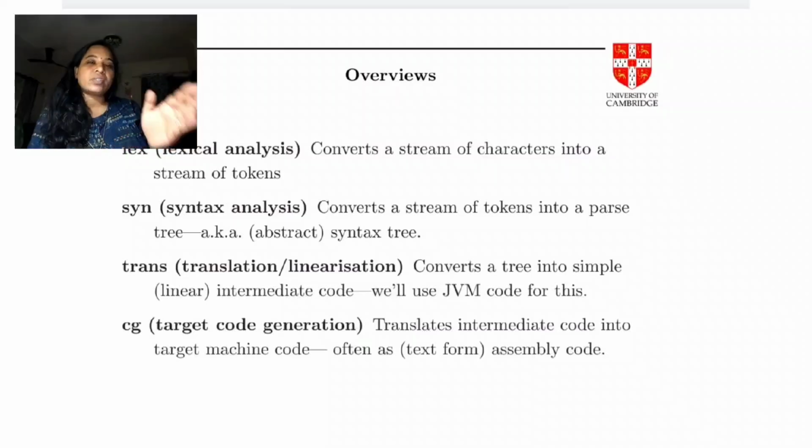The third stage is the translation stage, that is intermediate code. The fourth one, in whichever language you need, is target code generation. It translates intermediate code into target machine code, that is, high-level language into machine language. Machine language is nothing but assembly code.